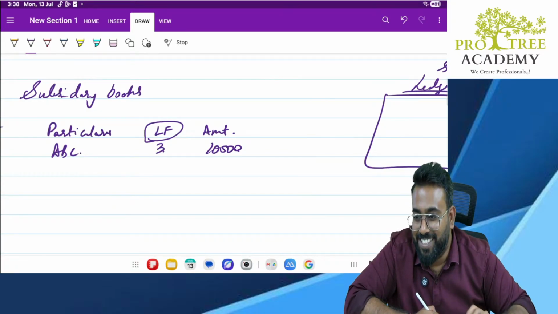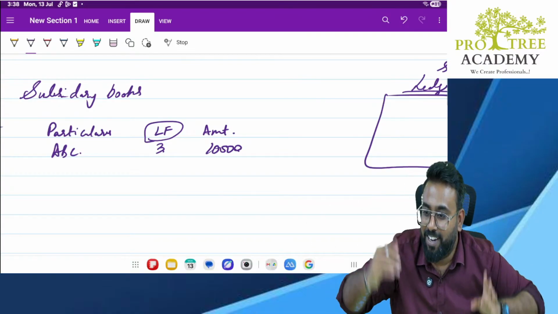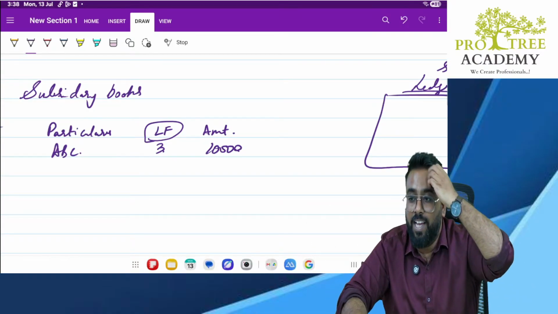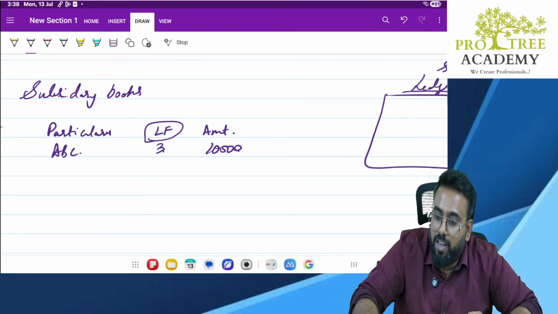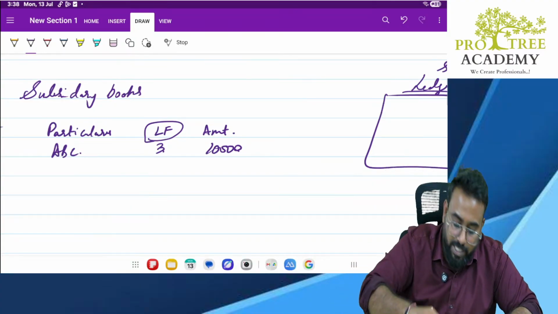If you have not written this, then you will be looking here, there, everywhere, correct or no? If you write down the page number, you will immediately go to that page number and see whether it has been recorded or not. Understanding? So now, sir, what is the use of this subsidiary book?